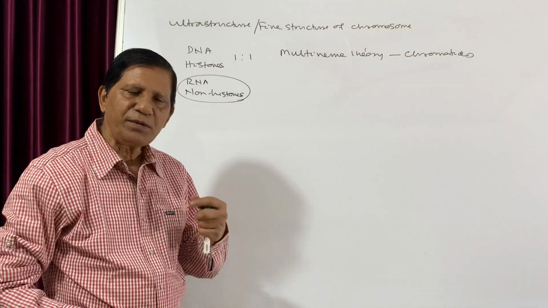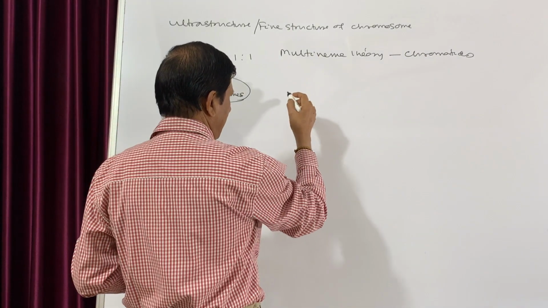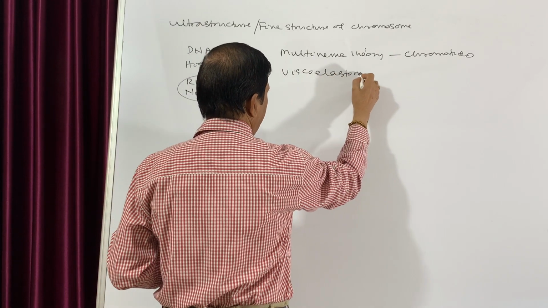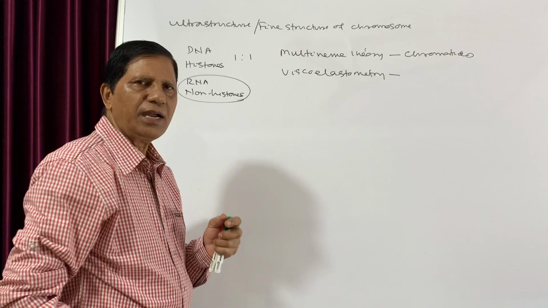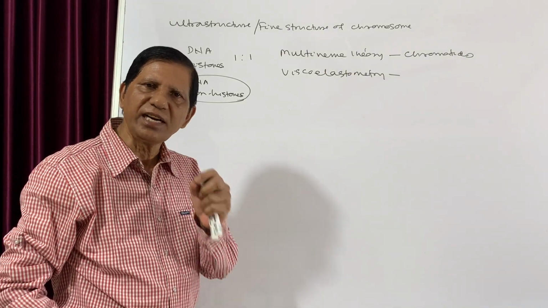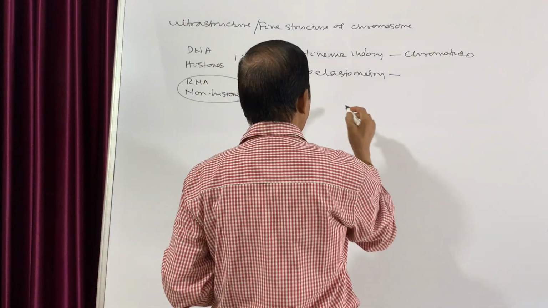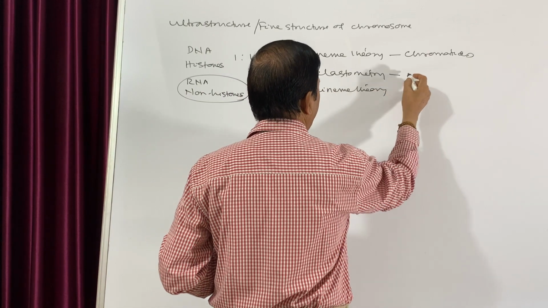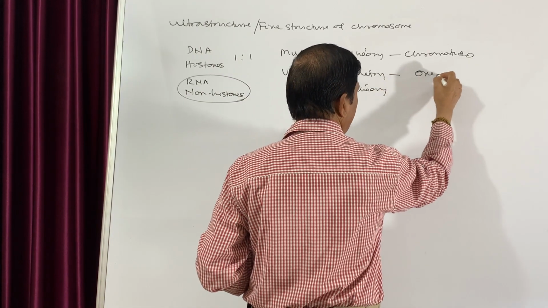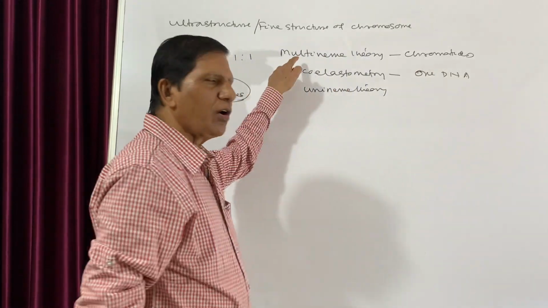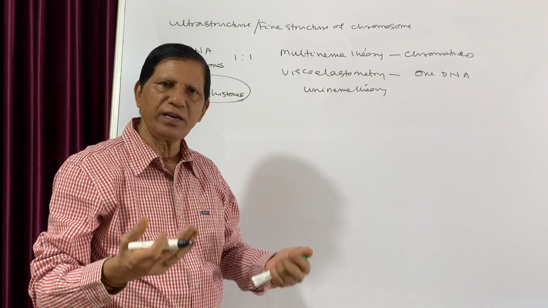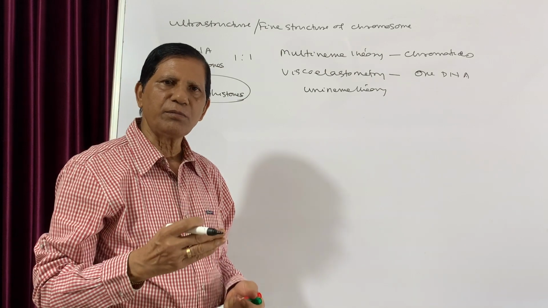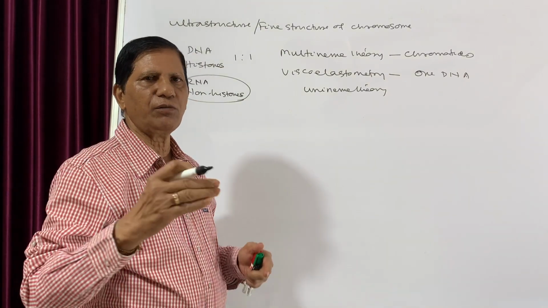But ultimately, with the use of viscoelastometry, it was found that the chromosome consists of only a single DNA, and this is known as the uninem theory. That means each chromosome consists of only one DNA. So according to the multinem theory, each chromosome consists of several chromatids, several DNA molecules, while according to the uninem theory, each chromosome consists of usually a single molecule of DNA.